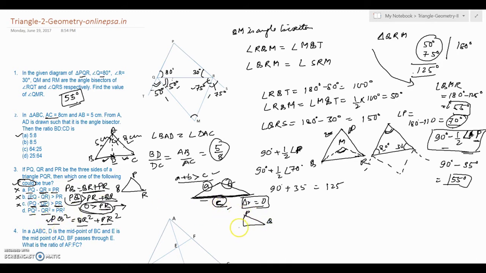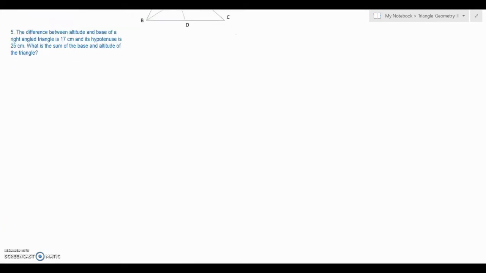Okay, and the angle at which the right angle will be possible is angle R, because PR square plus QR square will give you PQ square. As per the expression, we can assume the triangle must be or could be like this. Okay, so the last option is correct, so we'll take the last option for that question. Let us see the next question.